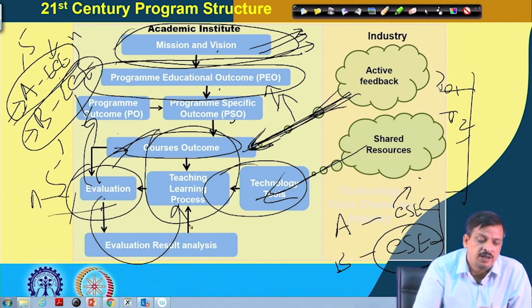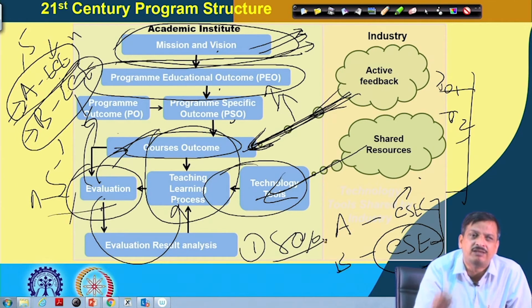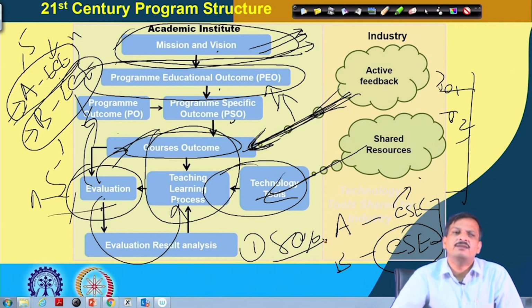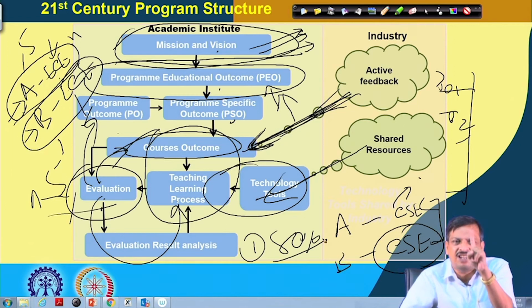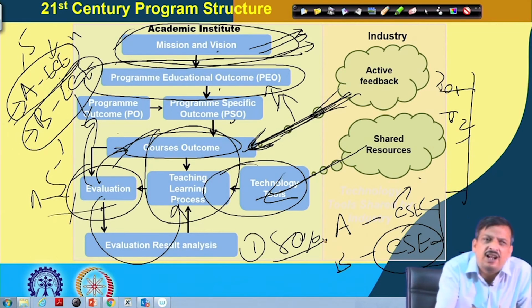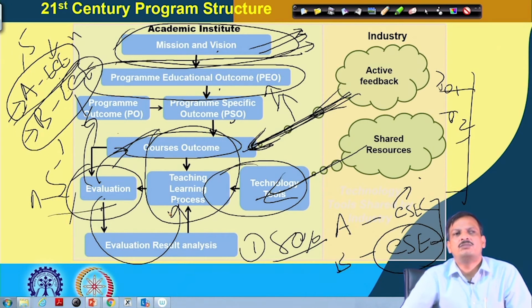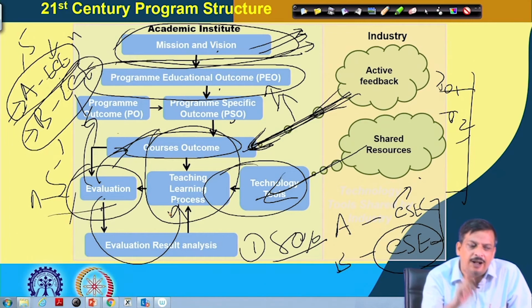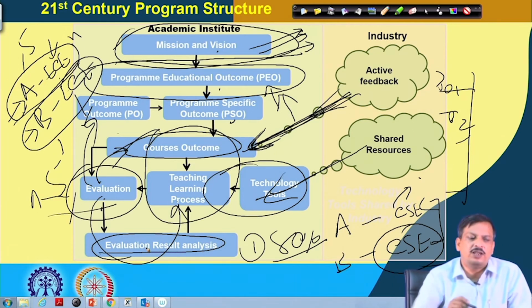Suppose you find that for one of the course goals, 80% of the students do not attain it. What is the meaning? The meaning is that either the course goal is written in a manner which is not achievable, or the teaching learning process which I use is not sufficient to develop that course goal. So, that is the feedback I have to take after the result analysis. That is why there is a feedback.